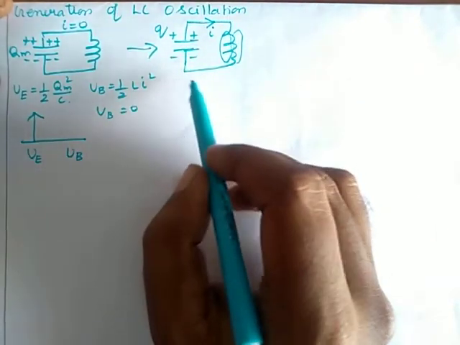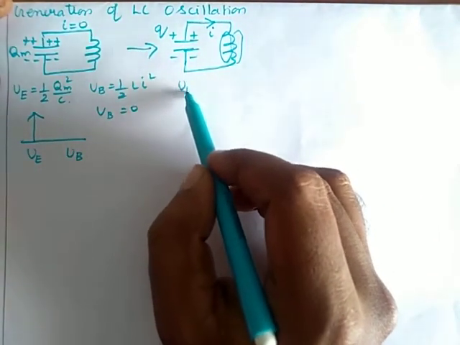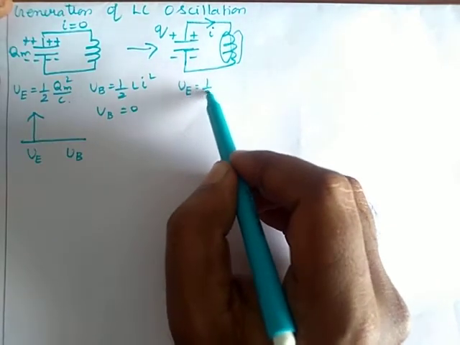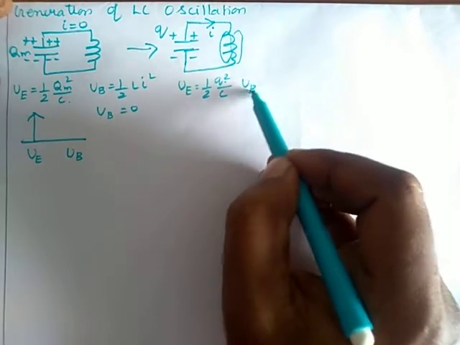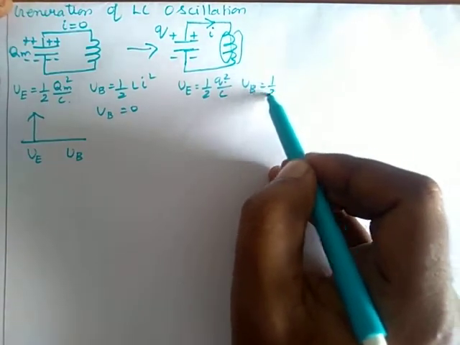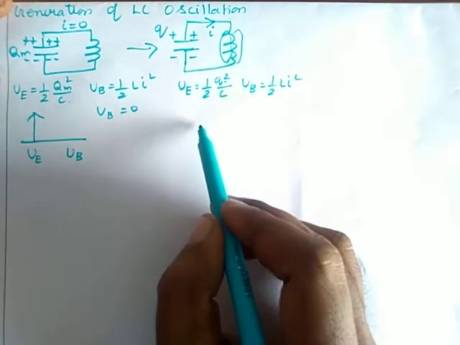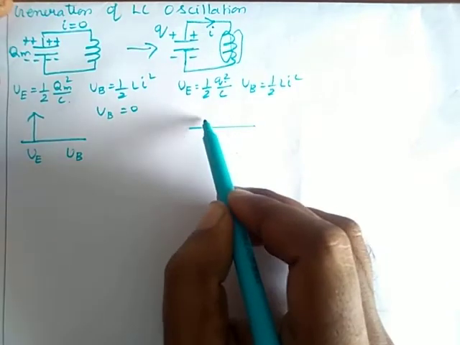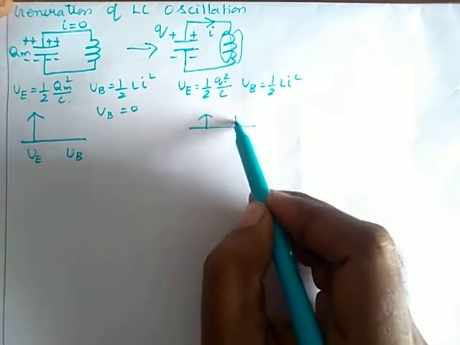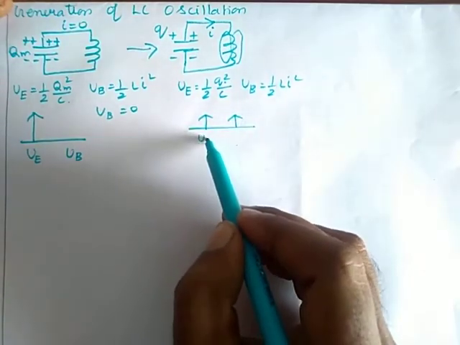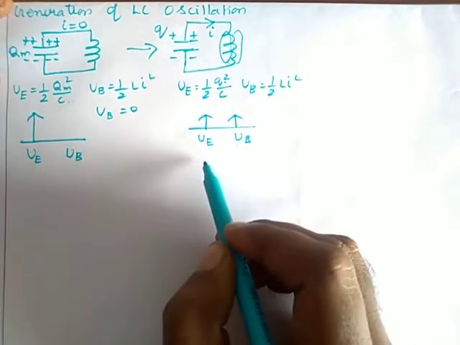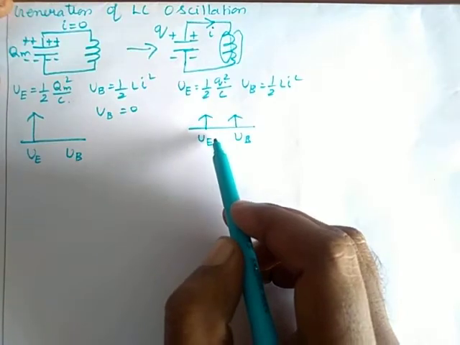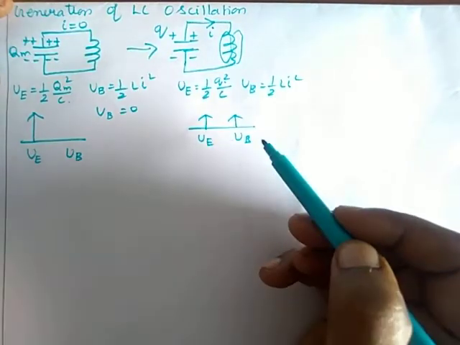Then the energy becomes UE equal to half Q square by C, and UB equal to half L I square. Then the energy is stored as electrical and magnetic energy in the system, UE and UB. Then the total energy is the sum of magnetic and electric energy.